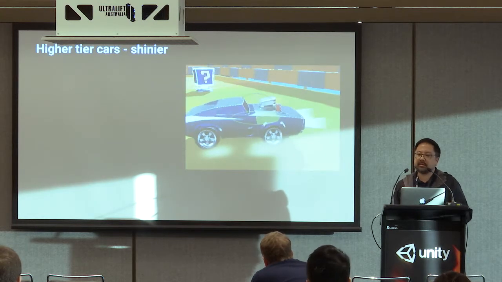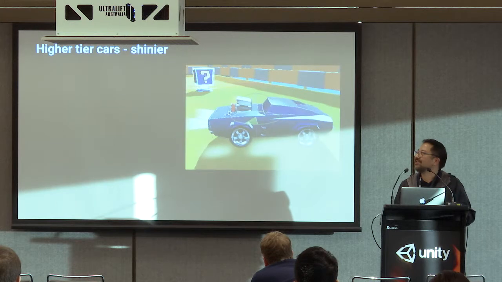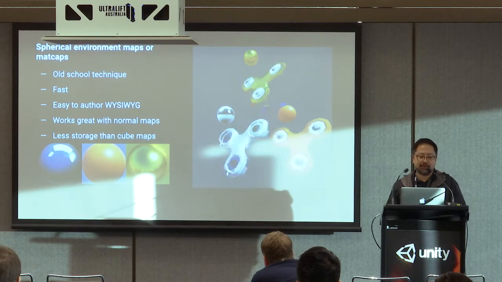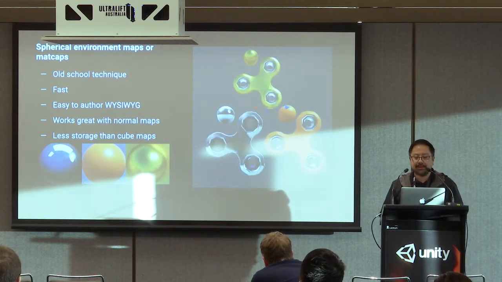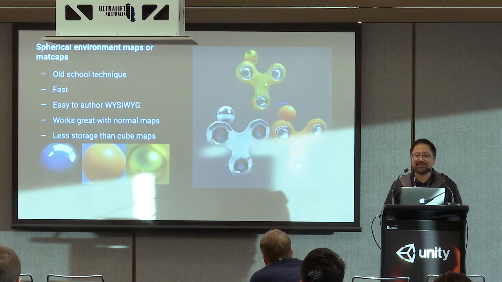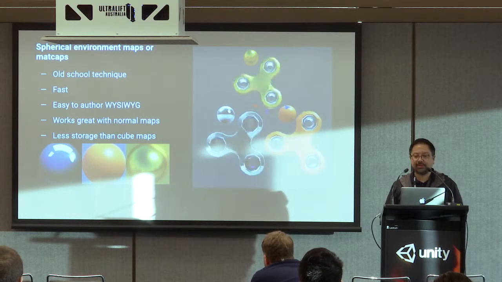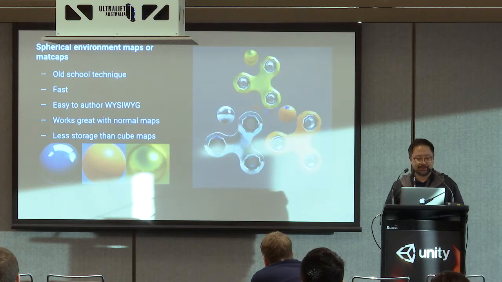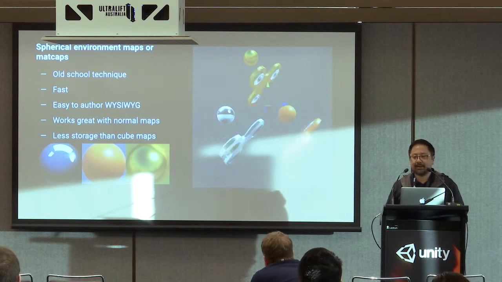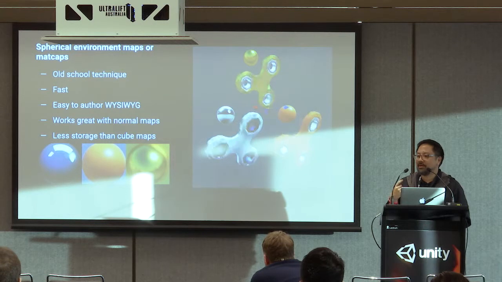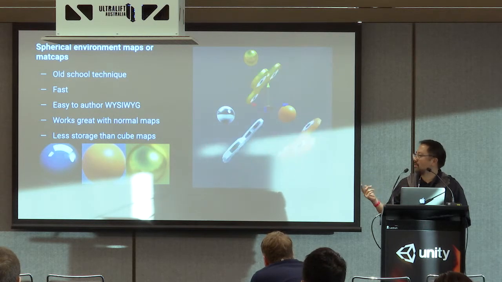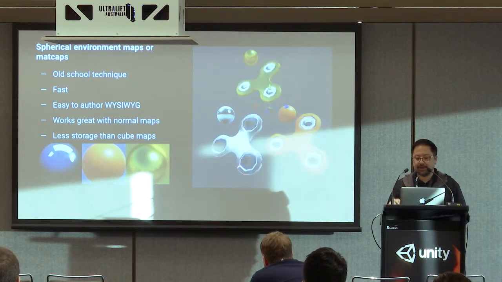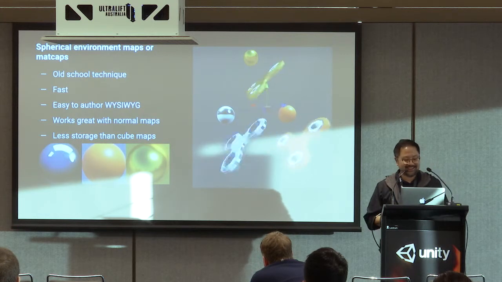For higher tier cars, we wanted to make them look a bit shinier. We didn't use cube maps. We used something called matcaps, or spherical environment maps. The reason is that it's one sixth the storage of a cube map, and if you use less storage, you can make your reflection texture a bit higher res. It's a fast technique, very easy to author, and you can understand quickly just by looking at it what your reflection is going to look like. It's good for things with a lot of curvature. Just give it a try.